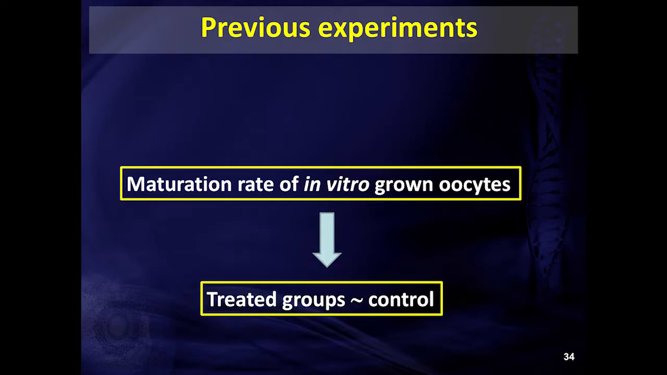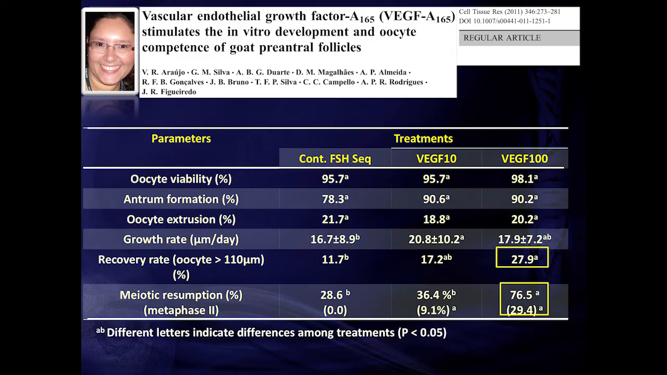In the previous experiments, the maturation rates of in vitro grown oocytes were similar between treated groups and the control group. This problem was overcome using an appropriate VEGF concentration. In fact, VEGF at 100 nanograms per ml significantly increased the percentage of full-grown oocytes, meiotic resumption, and metaphase II when compared to the control medium.